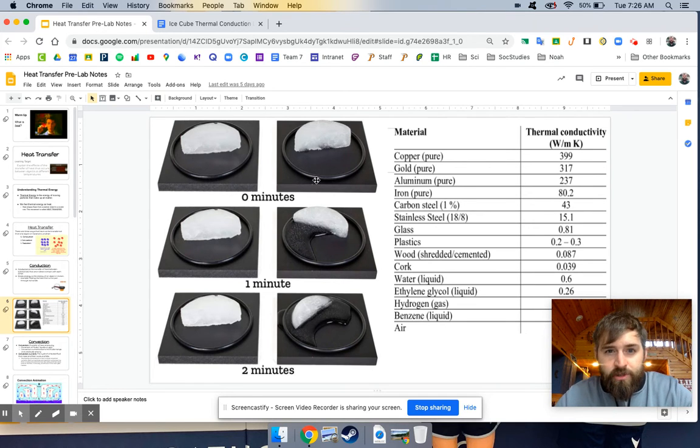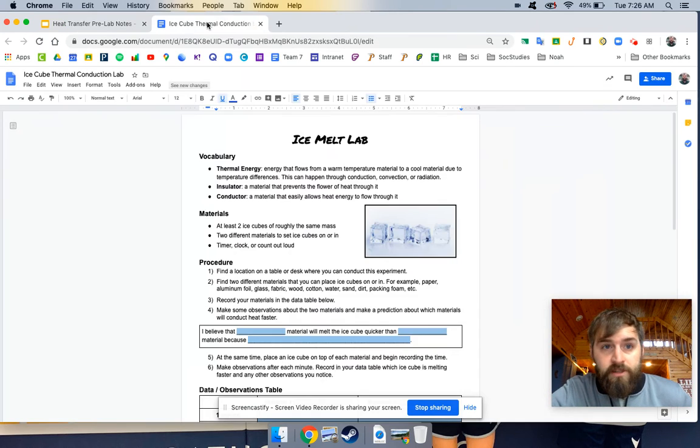These two black plates are actually made of different material. If you look at this list of materials that I have here, everything from copper to air to wood to plastics has a different thermal conductivity, or ability to conduct heat if it's in direct contact. And so what you're going to be doing is this lab.